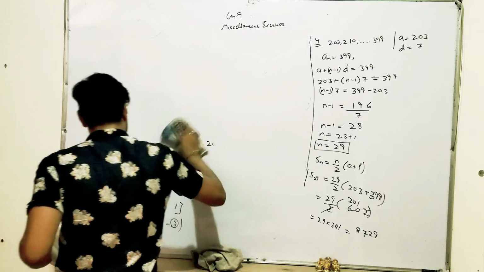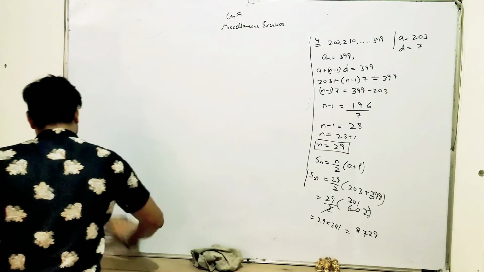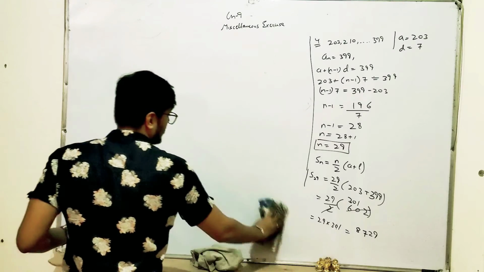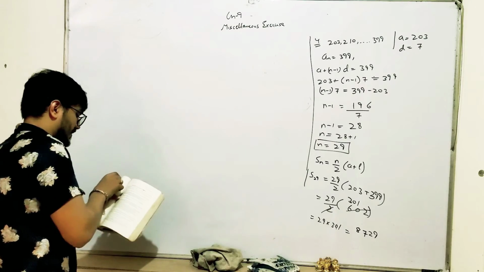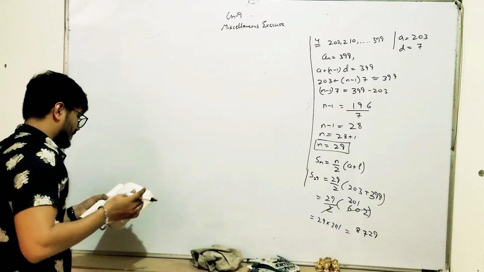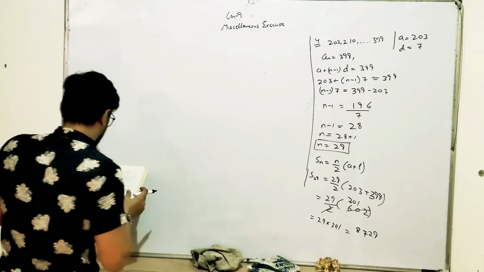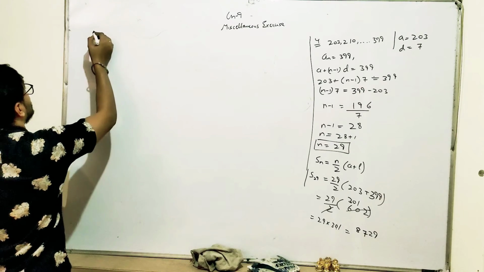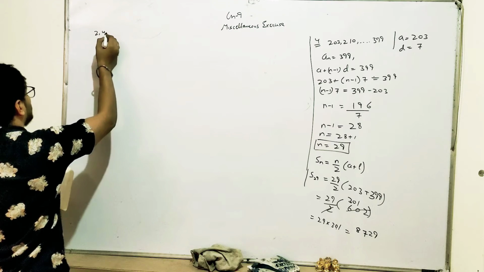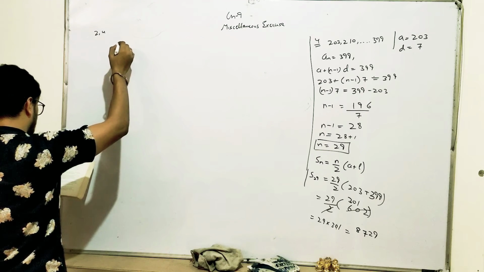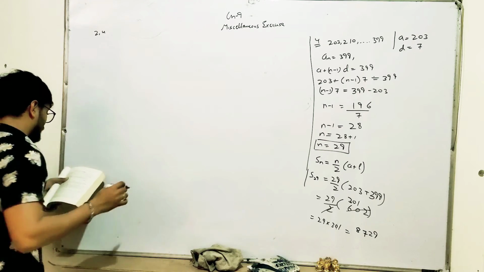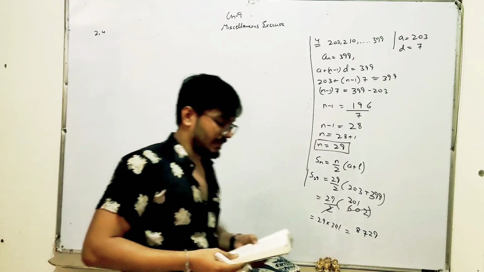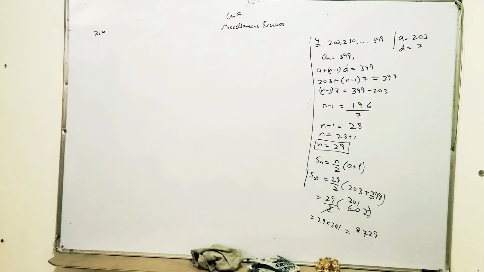So let's do it. Question number 5: from 1 to 100, find the sum of all numbers which are divisible by 2 or 5. Very easy question it is, right?